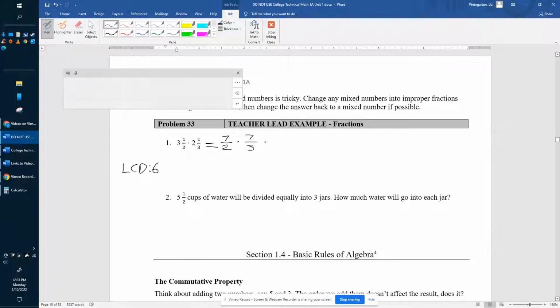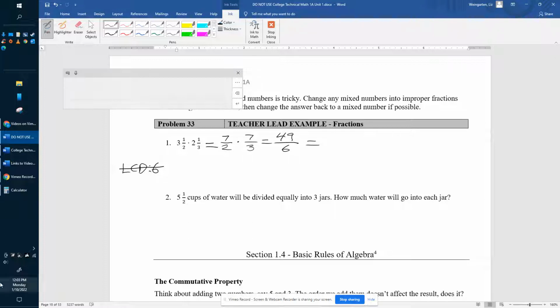So we have 7 times 7 is 49. 2 times 3 is 6. And actually, we're multiplying. We don't need the lowest common denominator here. When we're multiplying and dividing, it doesn't matter what the denominator is. It's only when we're adding and subtracting. So our final answer is going to be 49/6. But let's write that as a mixed number.